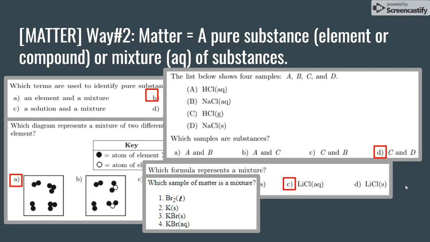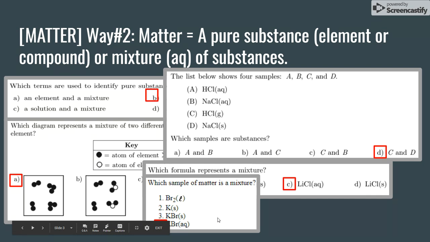Which sample of matter is a mixture? Pause the video and think about the correct answer. The answer is 4 because we're looking for a mixture. And recall, mixtures are usually indicated by the letters AQ. AQ means it's dissolved in water. So this is potassium bromate mixed with water.